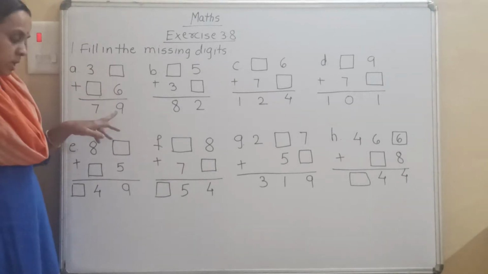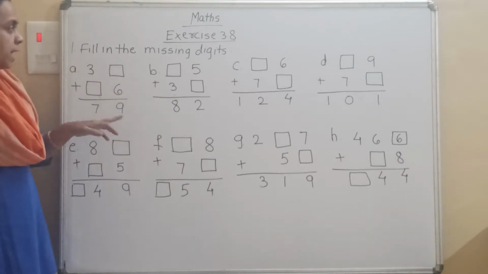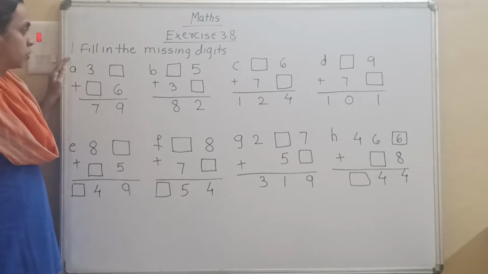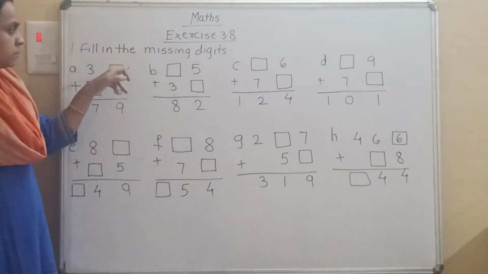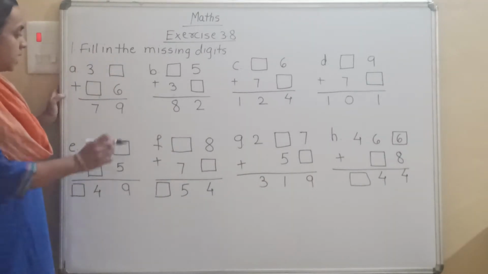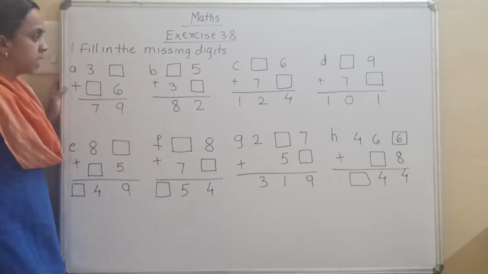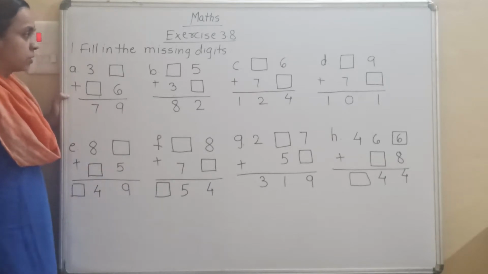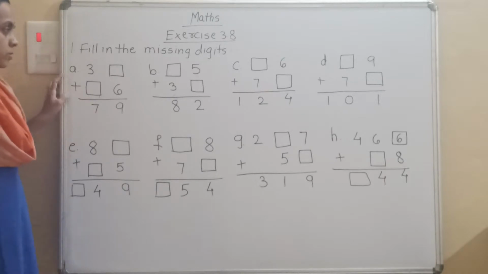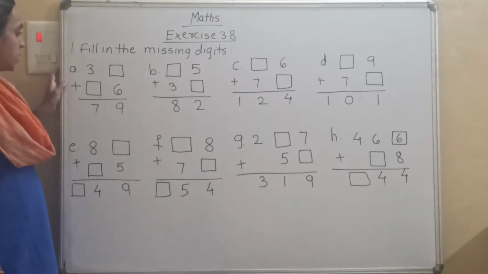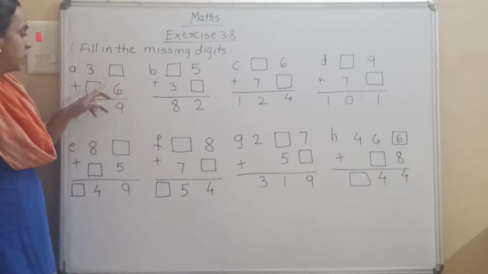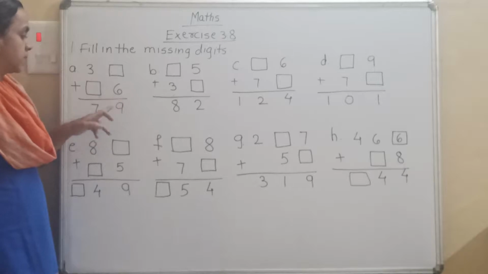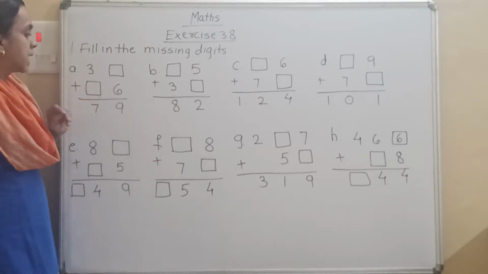On this page number 49, exercise 3.8 is given. So we have to solve this first question. Fill in the missing digit. We can see here empty boxes are given in each example. So we have to find out the missing digit here. So we will solve it one by one. So first question is empty box 3 plus 6 empty box equal to 79.